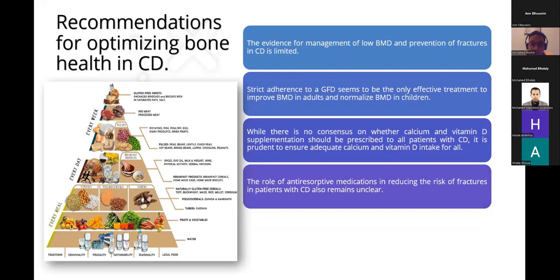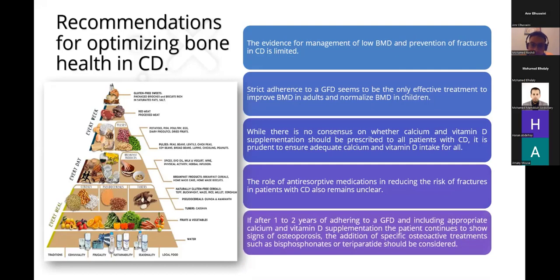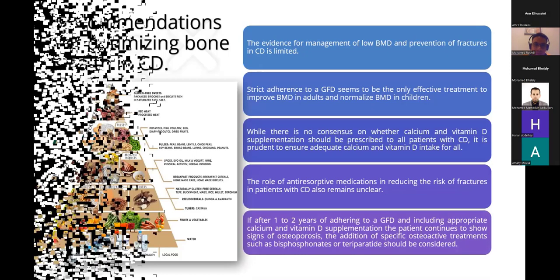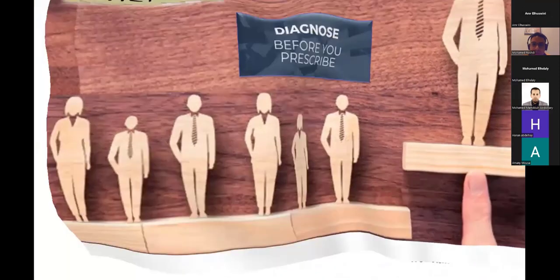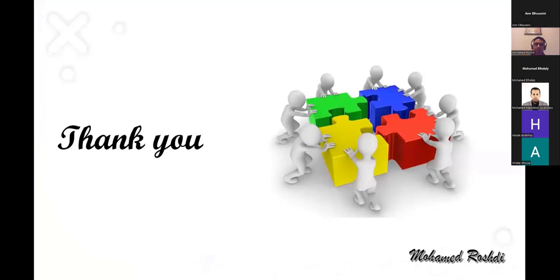However, if there is no response after 2 years, you can add an anti-resorptive medication. Even teriparatide can be used in the treatment of the osteoporosis. So remember, diagnose before you prescribe. The treatment is not always a medication; there can also be another way to treat other than medication. And thank you.